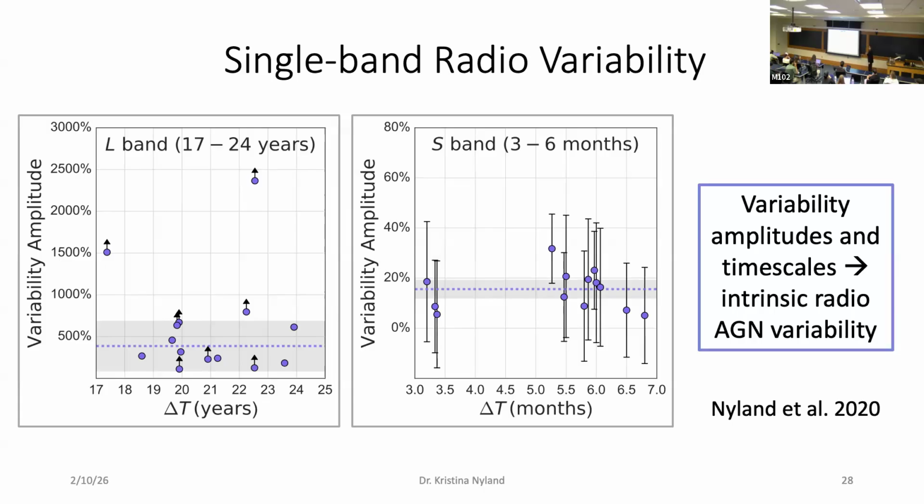At S-band, this is the band VLASS operates in, the variability is a little more moderate. That's mainly because we're looking over months instead of years in the time between VLASS and our follow-up. But still pretty significant variability, averaging almost 20%.